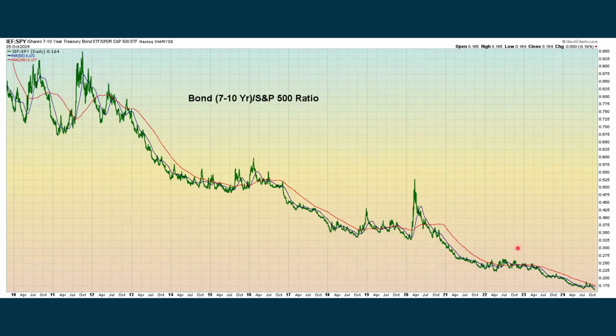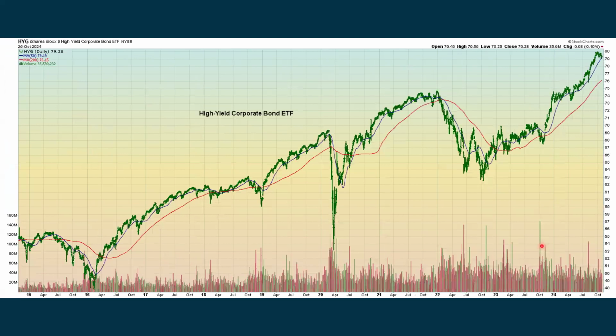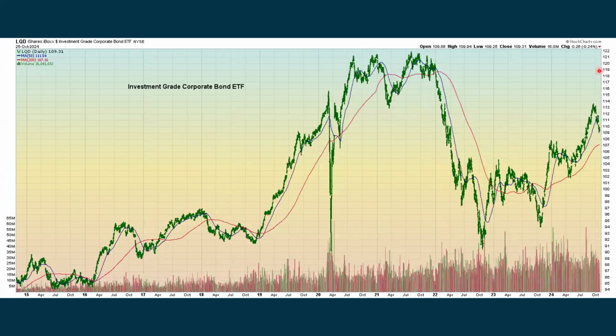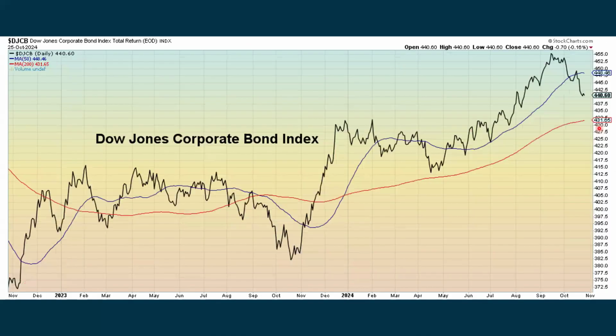This is a daily chart showing again how bonds are underperforming stocks. We look at high yield corporate bonds, which are junk bonds. Yeah, they've seen some weakness here, but they're still above their 50-day moving average. Corporate bonds also fell underneath their 50-day moving average. These are more conservative bonds. They're called investment grade bonds.